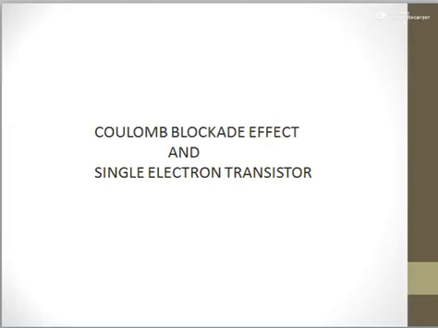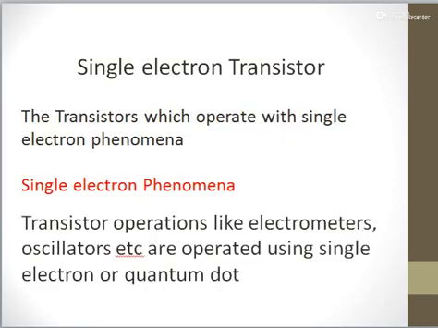Hello students, in this video we are going to discuss the single electron transistor, which works on the principle of Coulomb blockade effect. So what is a single electron transistor? A transistor which operates with single electron phenomenon. Before going deep into that, we must know what single electron phenomenon is. Transistor operations like electrometers, oscillators, switches are operated using a single electron, or quantum dot.